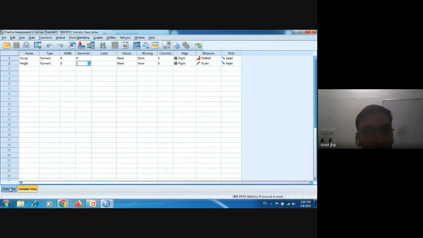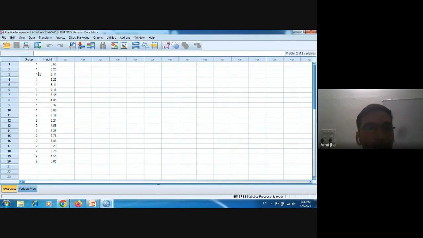Now move to the data view. Now the data is before us. In the first column, it is group. We have 2 groups, and their heights are shown against them. If you have to find out the independent t-test, it means 2 groups are there where we have the data of all the individuals pertaining to their height. We wish to find out whether these individuals from group 1 or 2 differ significantly, whether there is a significant difference between them or not.